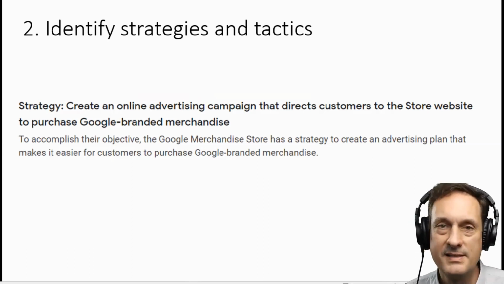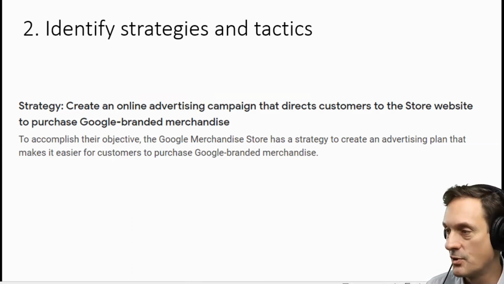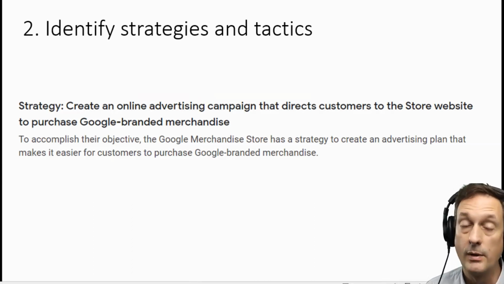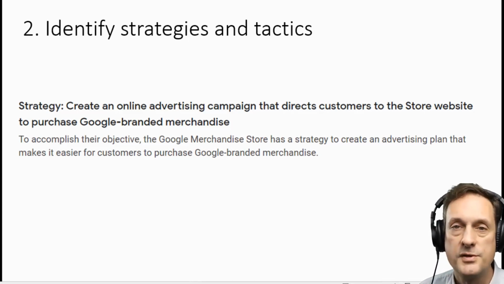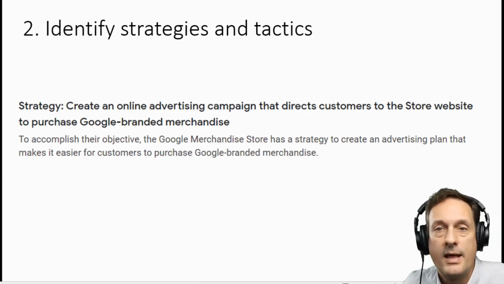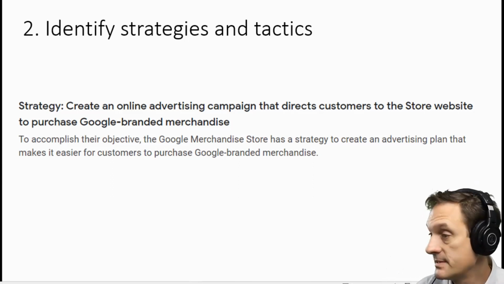Instead, what they've done is they said, we've created an advertising campaign that directs customers to the store website to purchase Google branded merchandise. So really, the strategy just says, the objective is we want people to come to our site and buy things. The strategy is, well, how are we going to do that? Well, we're going to advertise. And it can be really as simple as that. And a lot of people, I suspect, haven't even thought about it as far as that, to be honest.